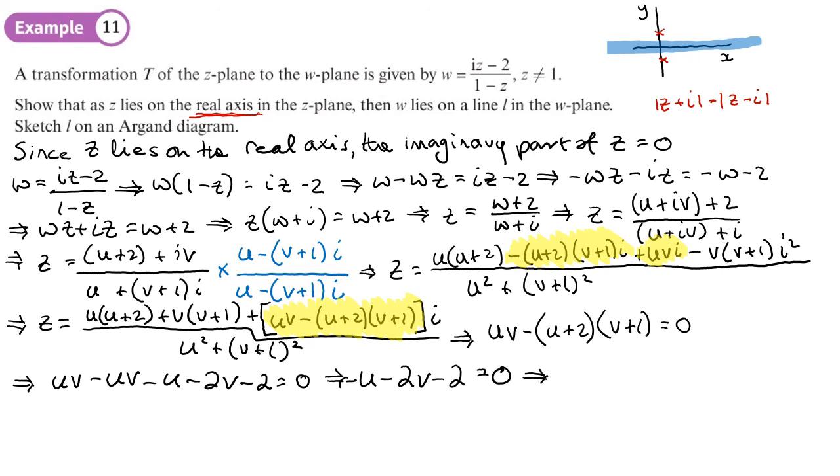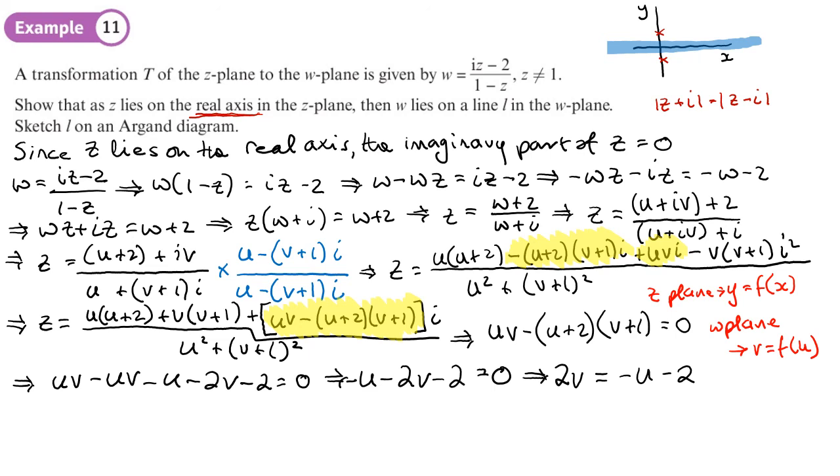Now, when we're in the z plane, our Cartesian equation is going to be y equals some function of x. Okay, that's in the z plane. When we are in the w plane, then what we will have is v equals some function of u. So we want to write this in that form. So basically it's going to be v equals something in terms of u. So I could write 2v equals, so that will give me negative u minus 2.